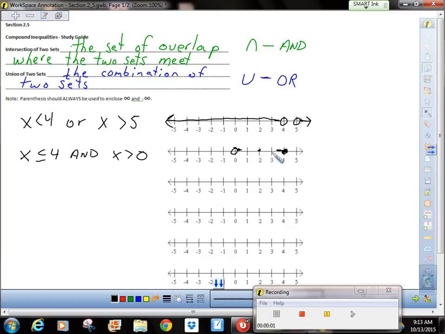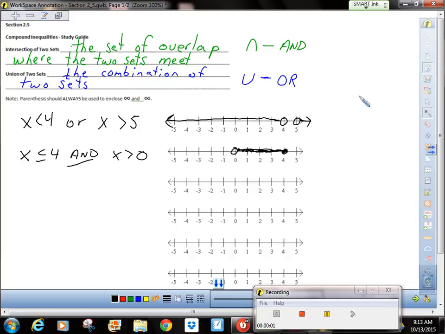3's not less than or equal to 4 and greater than 0? How about 1? Yeah. How about 1.5? How about 0.5? How about 1.75? 1.2? 2.5? 2.3? Alright, so is it okay if I just go ahead and fill this in right here? That right there's where the overlap is. Okay? But you're only looking for the overlap area because the word is and.